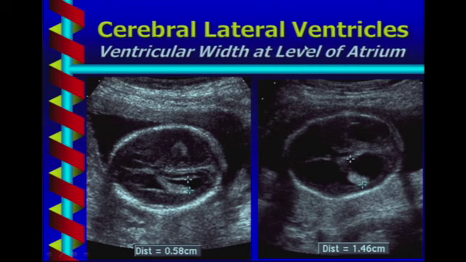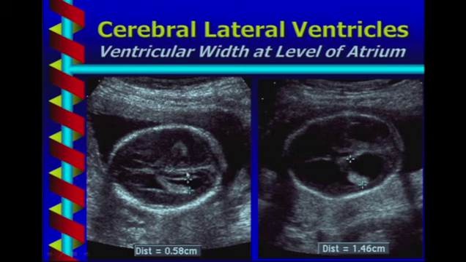Another second or third trimester measurement is the cerebral lateral ventricles. We measure that as the width of the ventricle from the medial wall of the ventricle to the lateral wall, and the appropriate place to measure it is right at the posterior aspect of the choroid plexus. Choroid plexus sometimes dangles down a little bit. You don't want it to dangle down too much.